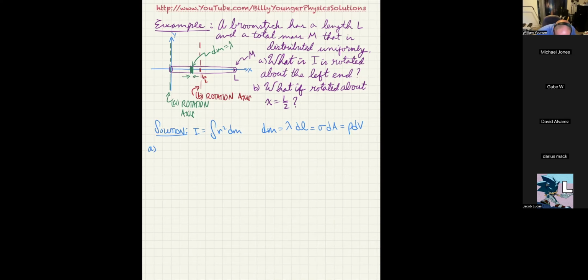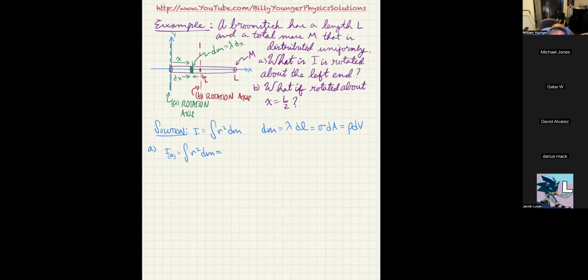but notice dl is actually parallel to the x-axis, so we should call it dx. And not only that, because this thing is oriented such that the left edge is at the origin and the right edge is along the x-axis, as is the whole body, then the dimension measured perpendicularly from the rotation axis to the dm is actually x. So this distance right here is x, and that is our r. So now I can say I for part A is equal to the integral of r squared dm.